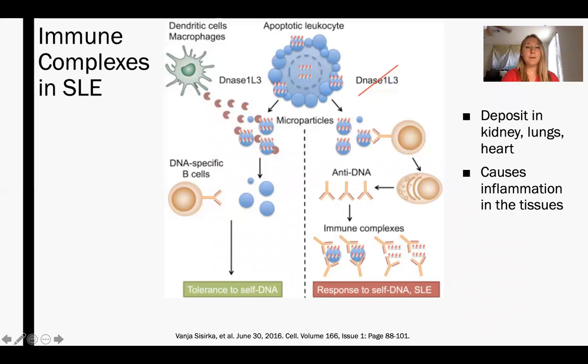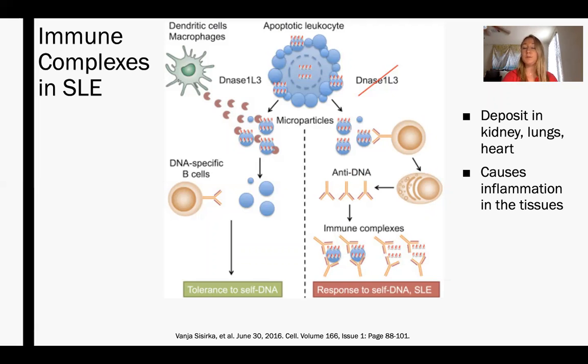And so, immune complexes in SLE. When a cell is undergoing apoptosis, it's going to release microparticles into the extracellular space. And dendritic cells and macrophages are going to sense that this microparticle is in the serum. And so they secrete an enzyme called DNase 103. DNase 103's whole job is to go degrade the chromatin in these microparticles or around the microparticle. And when this happens, there's no autoimmune response. Your B cells don't target this as anything foreign.